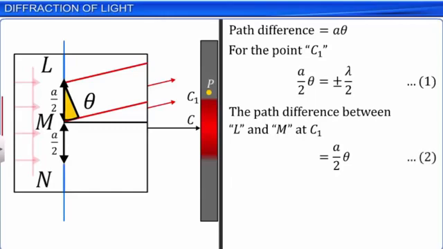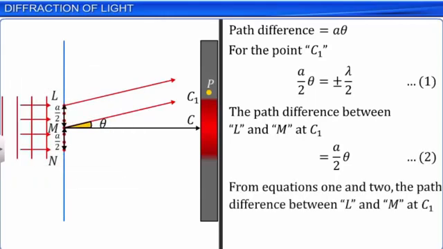From equations 1 and 2, we can conclude that the path difference between L and M at C1 is 1/2 of the wavelength of the incident light. Hence, the waves from L and M are out of phase and interfere destructively at C1. Now, if both the half slits Lm and Mn are considered, for every wave passing through Lm, there is a corresponding wave passing through Mn originating at a point A by 2 below the first one, such that the two waves are out of phase at C1.